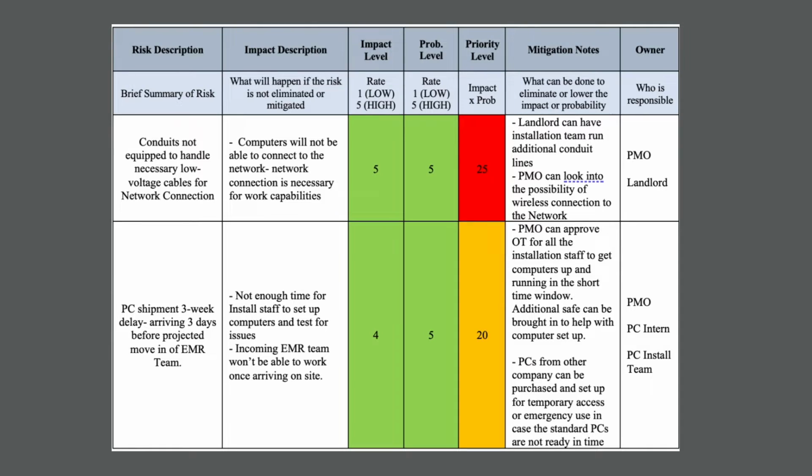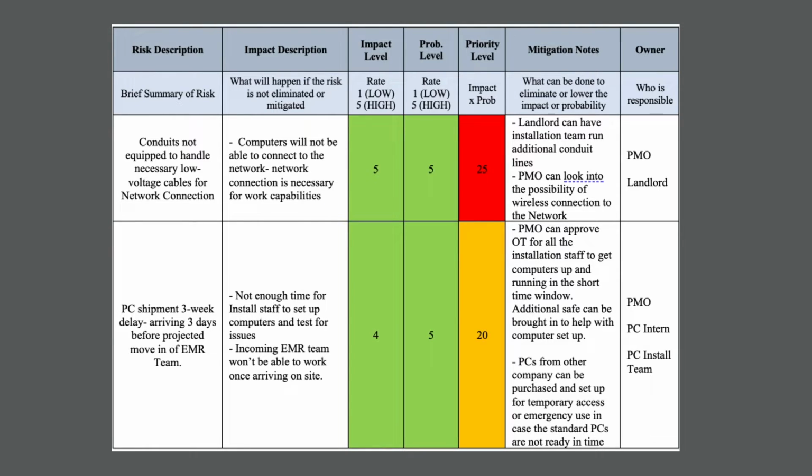Starting off with the conduits, the installation was not performed in a way that would allow us to handle the necessary low voltage cables that we need for our network connection. This means that our computers will not be able to connect to the network. Network connection is necessary for the work capabilities of the staff. The impact level is high because, of course, if the staff can't work, then that's a problem. The probability rate is high because this has already happened. The conduits have not been laid down. So this is definitely the highest priority level issue that we need to address.